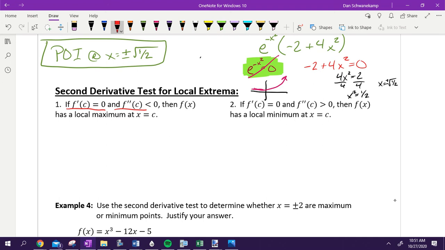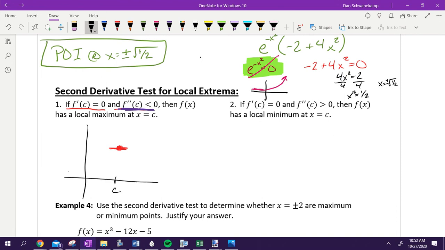F prime of c is equal to 0. If f prime is 0, show me with your hand, what does f prime is 0 mean? It's like this. You got some point, and the slope is 0. That's what f prime of c equals 0 means. Here it says f double prime at that value. So they're just talking about some c. It doesn't matter. Imagine you had a graph. We just picked some value c.